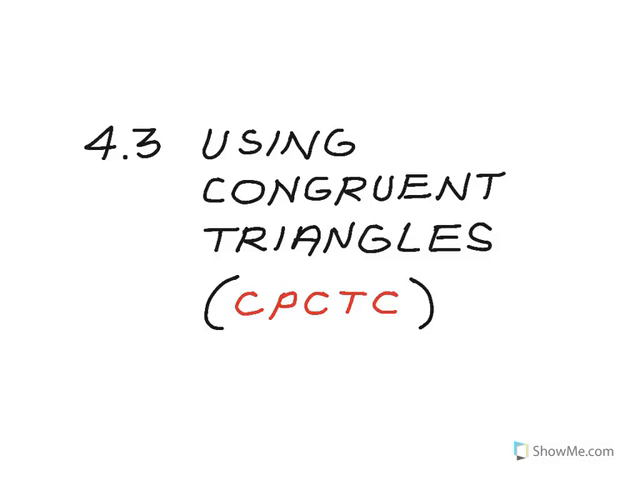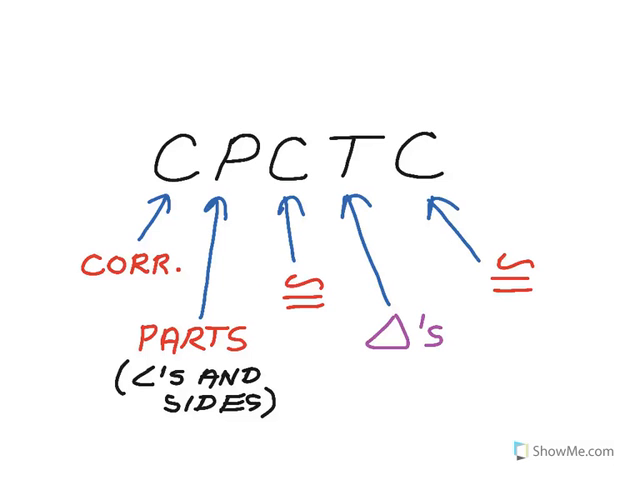This lesson is about using congruent triangles, given the fact that once we know two triangles are congruent, we know that all their corresponding parts are congruent. Since the premise of this lesson is that we can use two congruent triangles to prove that corresponding parts of them are congruent, we're going to be using the acronym CPCTC, which we've learned in previous lessons, stands for corresponding parts of congruent triangles are congruent.